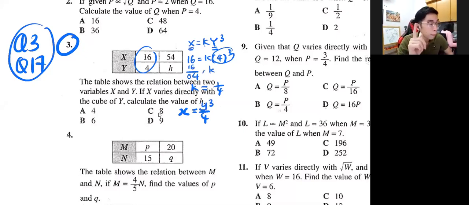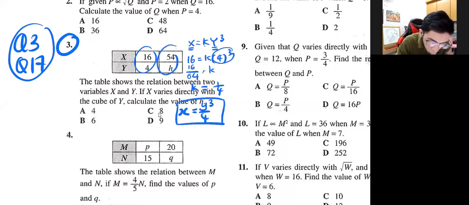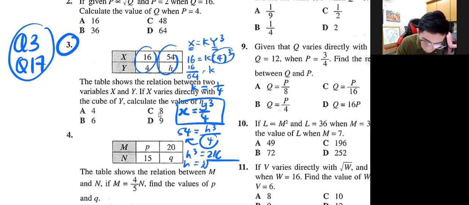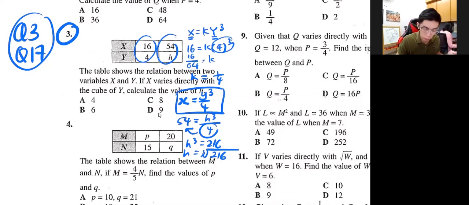After you get this one, you get the formula already. Then you just fit the incomplete one inside. So 54 equals to y cube over 4. The y cube is actually h cube now. Then you bring the 4 over, it will be 54 times 4. H cube equals 216. Then you bring the cube over and make it cube root. So what is the cube root of 216? 6, that's your easy one.